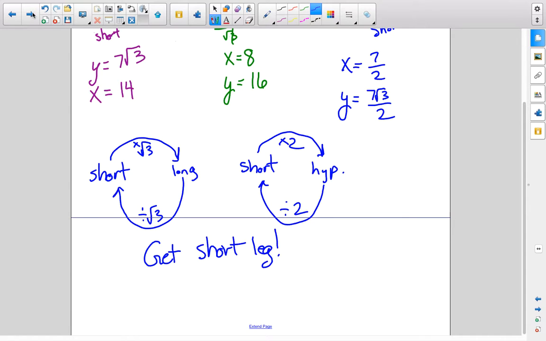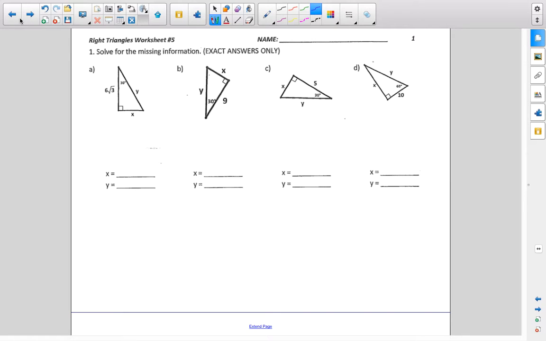Okay, let's turn over to our first page of homework, which would be on page 14. Yep, page 14.